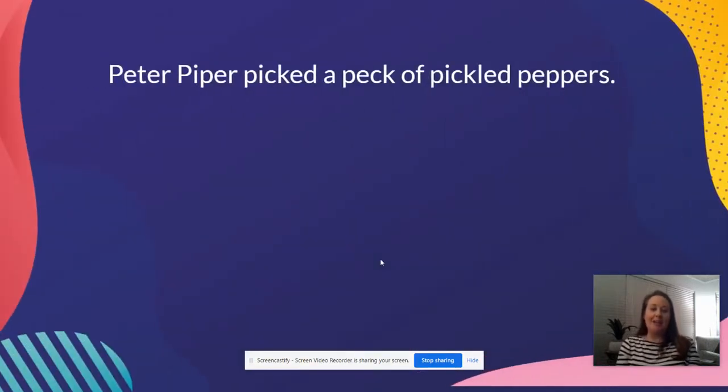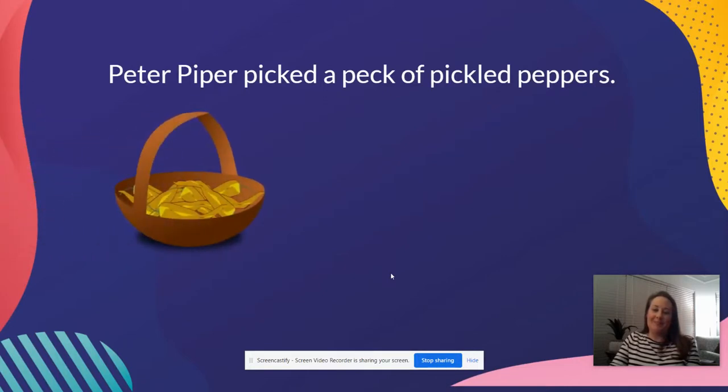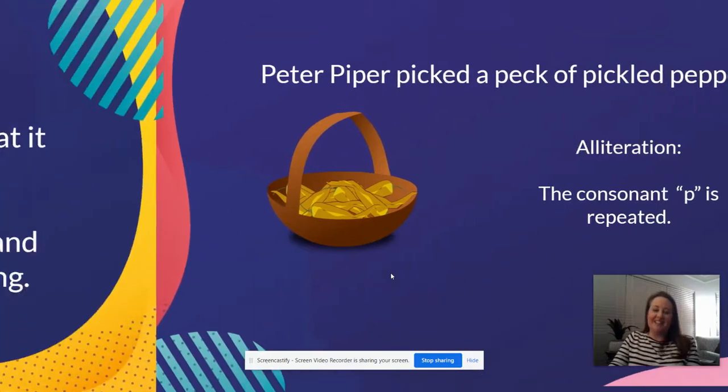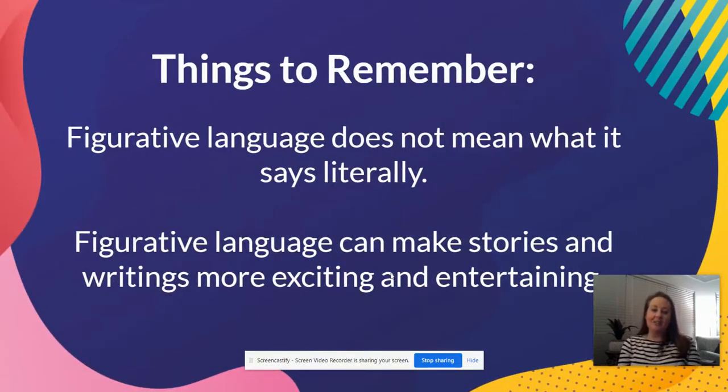All right, Peter Piper picked a peck of pickled peppers. It's a common tongue twister. So we know that this one is going to be, we have our picture, and we see that consonant P is being repeated. So it is alliteration.